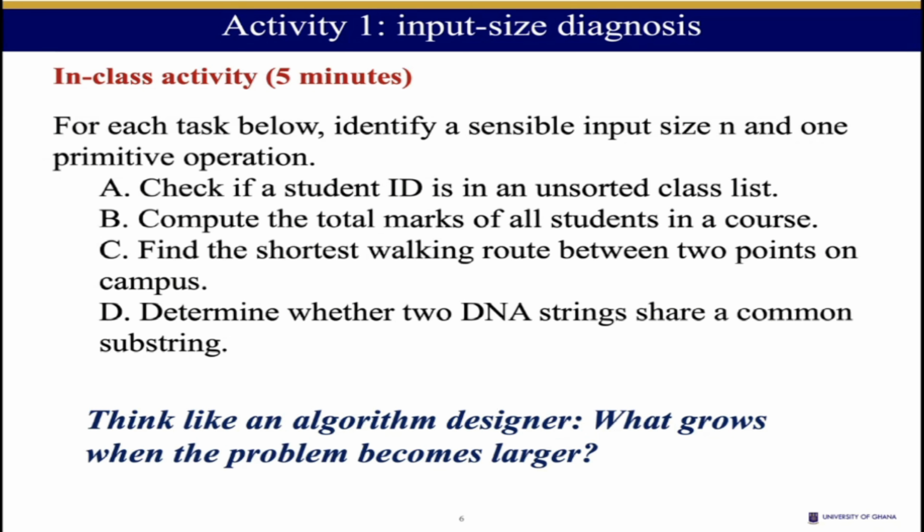So for D, you check the length of the DNA. That's for the input. So the length of the DNA. For the primitive operation, you check for the characteristics. Let's say you've checked two DNAs, their length, they are different. Then you check for the characteristics.